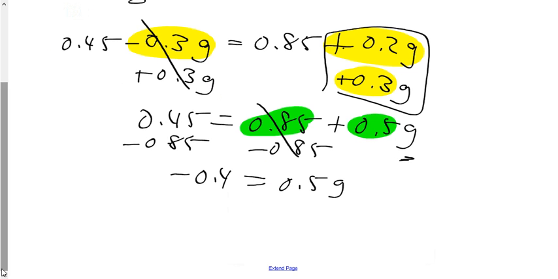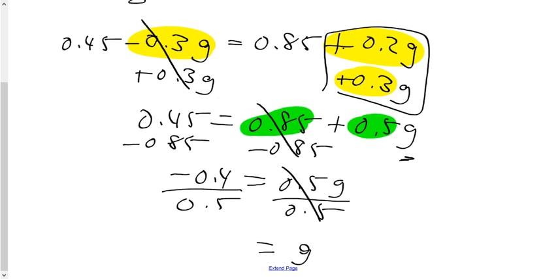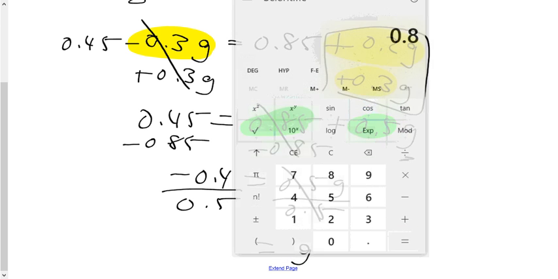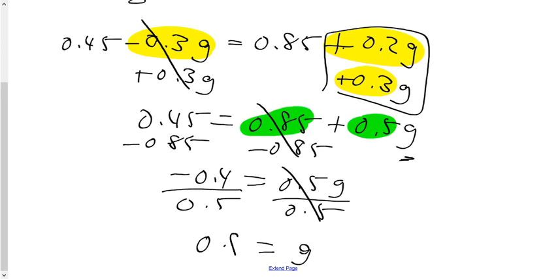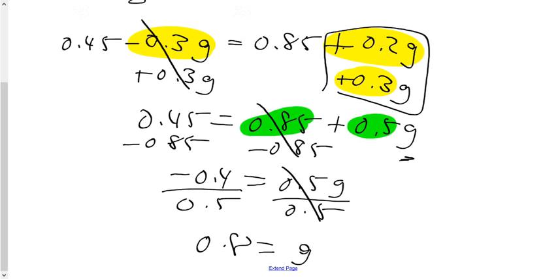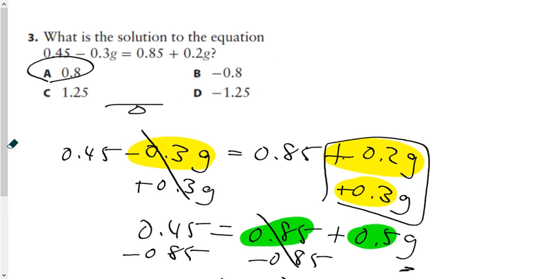And once you have that, divide both sides by your coefficient to get g equals, did I press clear? I did, didn't I? So 0.4 divided by 0.5 equals 0.8. So your answer is g equals 0.8. Going back to multiple choice, my answer is A. Is it positive or negative? I didn't even look. I think it's positive. Oh, no, it's negative. Negative, sorry. Oopsie daisy. Ignore that circle. The answer is B.